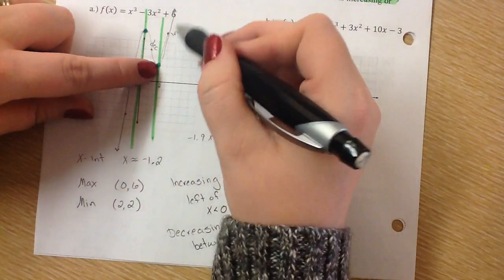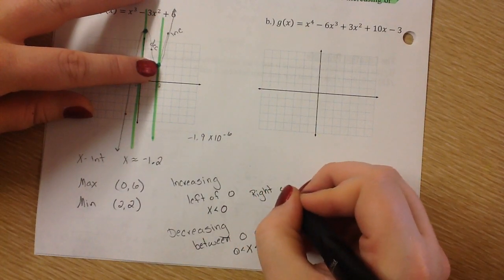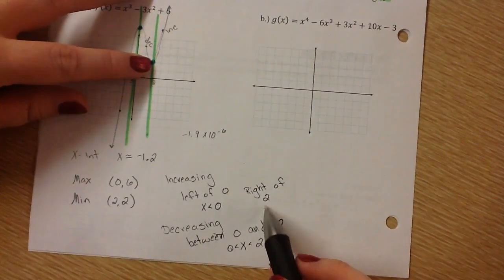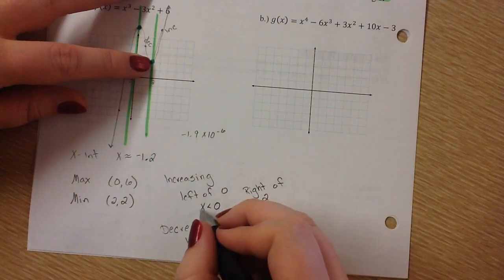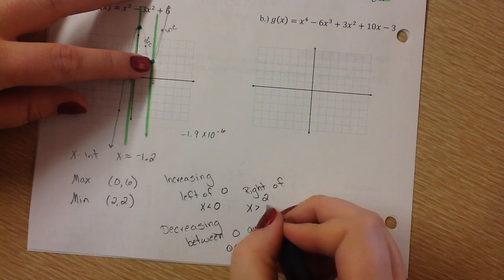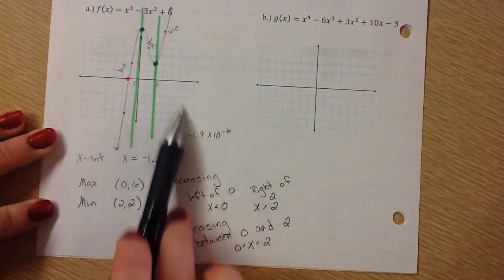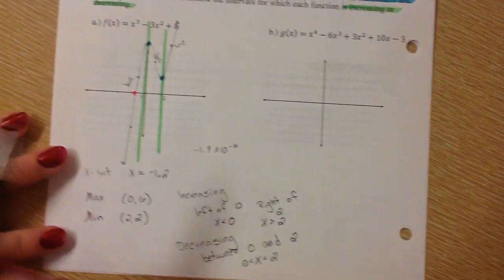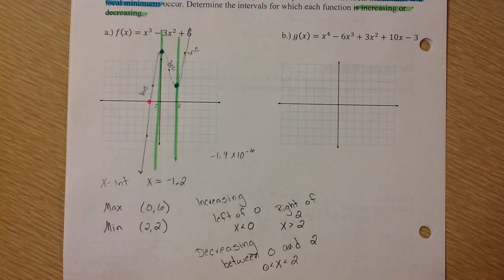But now we're increasing again to the right of 2. So we're increasing left of 0 and to the right of 2, or for x less than 0, x greater than 2. So we're actually increasing on 2 different intervals. We're increasing down here, increasing up here, decreasing in the middle. All right, we're not going to do this next one. So we have one more thing to talk about and then we're done.